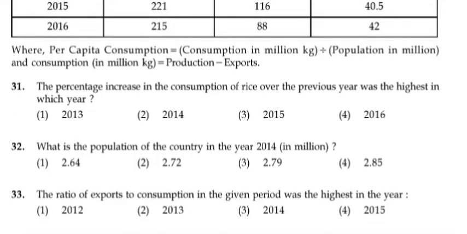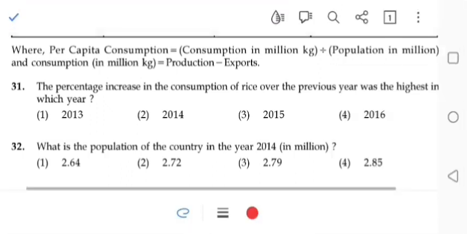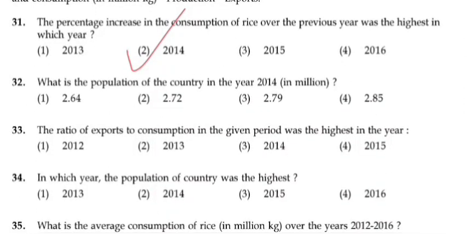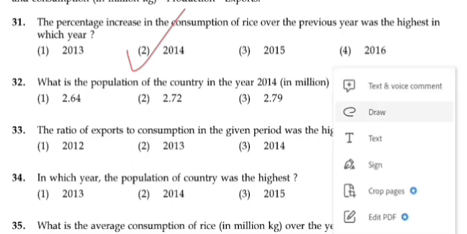The percentage increase in the consumption of rice over the previous year was the highest in which year? 2013, 2014, 2015, 2016. 31. Correct option will be 2014. 32. What is the population of the country in the year 2014 in million? 2.64, 2.72, 2.79, 2.85. So it will be 2.79.